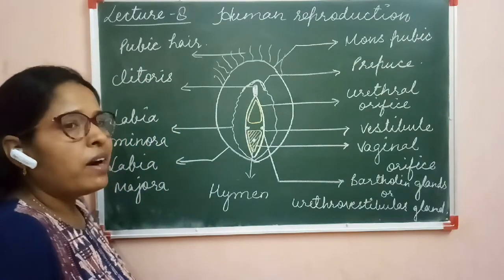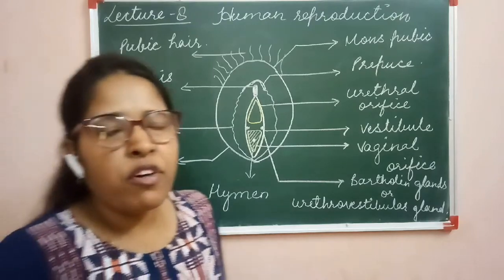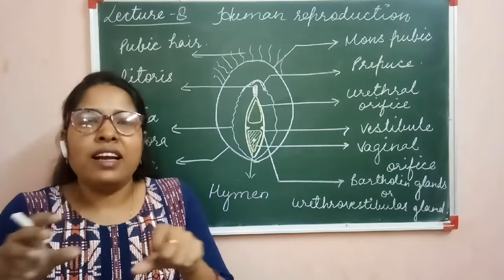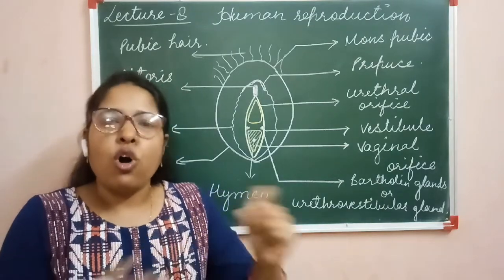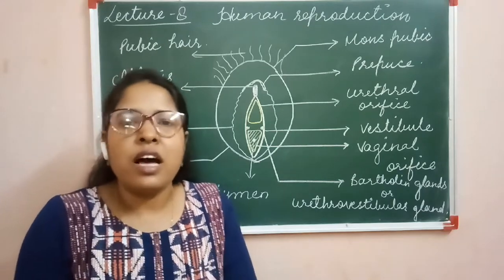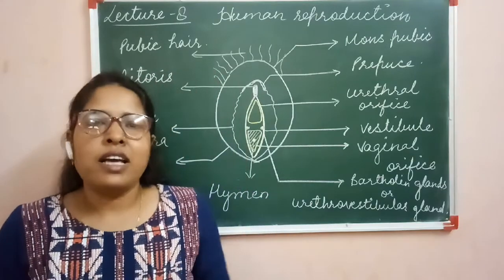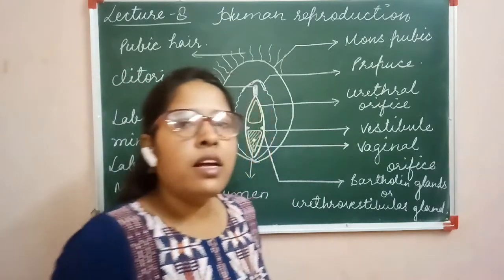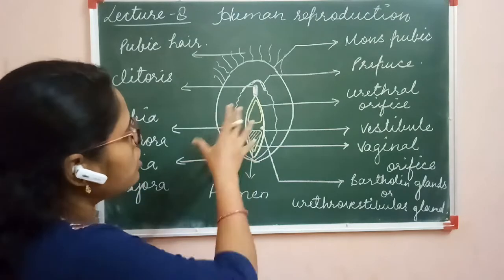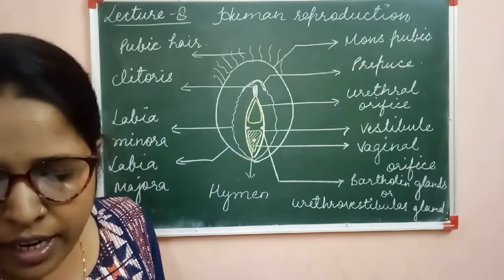But nowadays this hymen can tear due to different athletic activities of females, such as horse riding and bicycle riding. Due to these activities, this hymen gets torn. That's why nowadays it is not considered a sign of virginity, but previously it was. So this is all about the structure of female external genitalia.